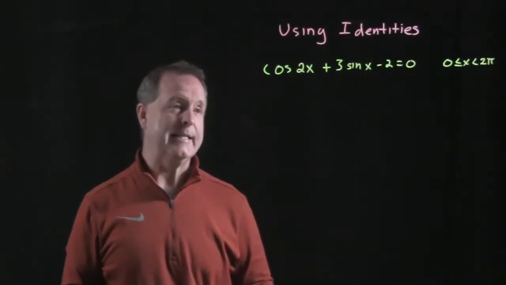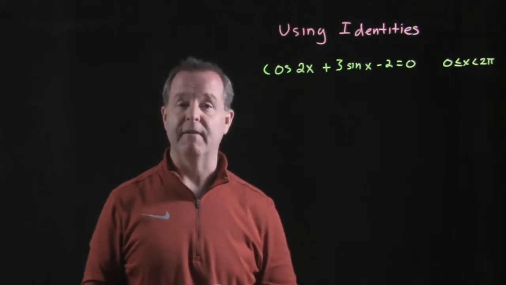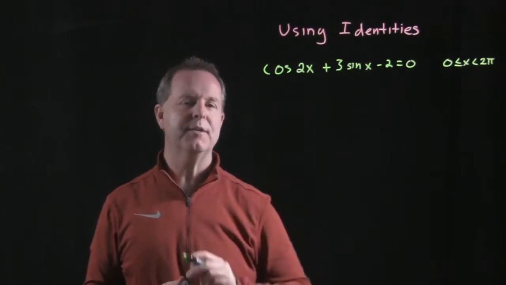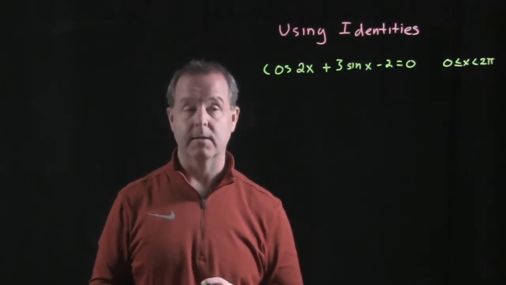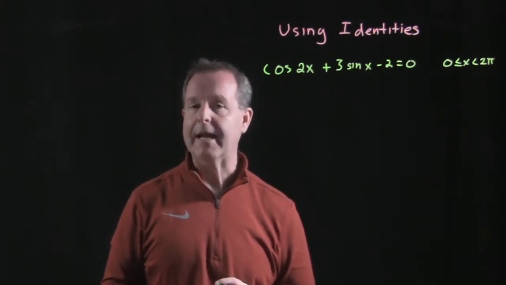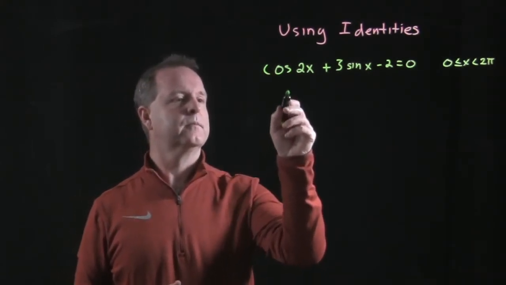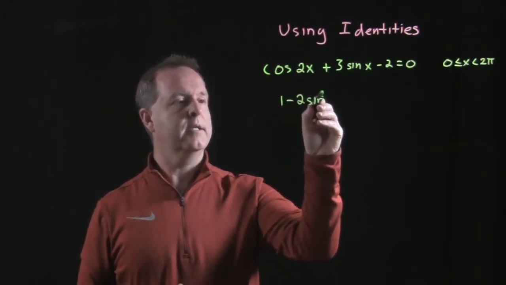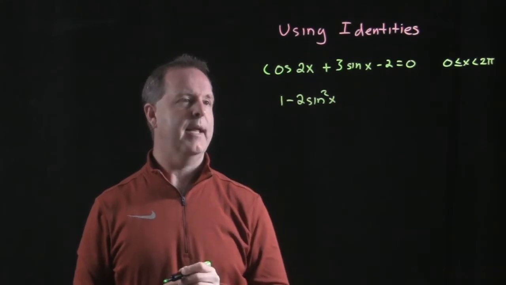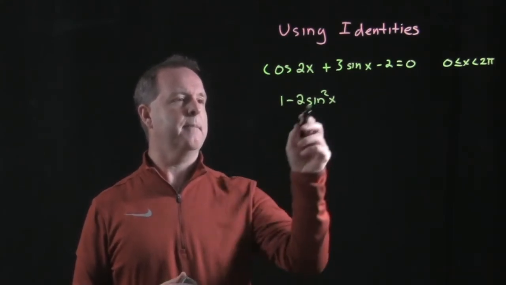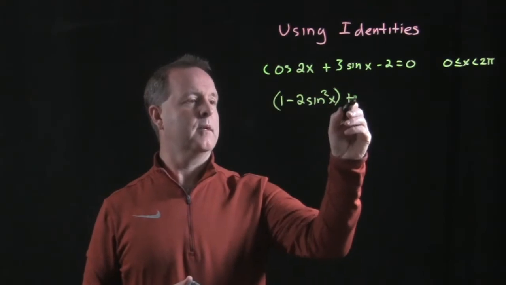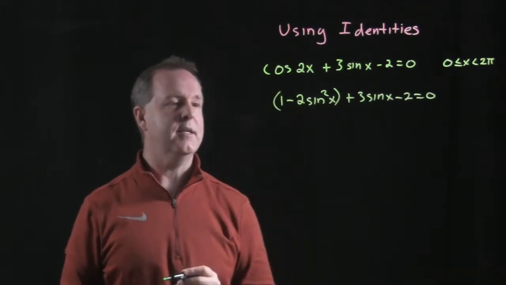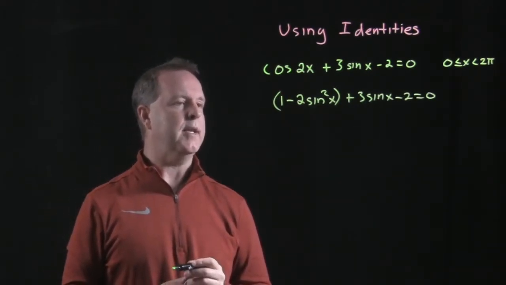Another use of using an identity to help solve a problem where you might not be able to factor right away is this one, which is going to use cosine of 2x. You remember an identity that's associated with that one? It's one of our double angle identities. So cosine of 2x was the same thing as 1 minus 2 sine squared of x. And in this particular case, plus 3 sine of x minus 2 equals 0. Let's see if that helps us move down the road that we need to move towards.